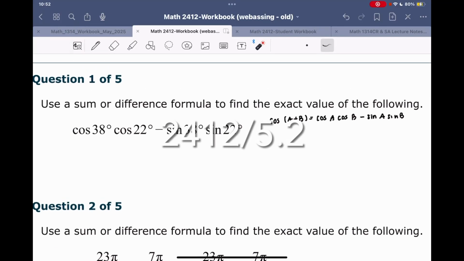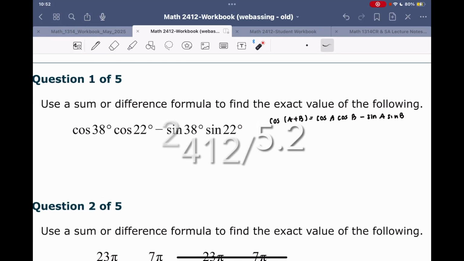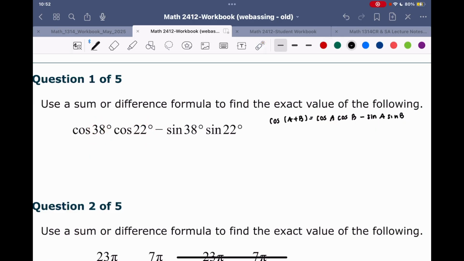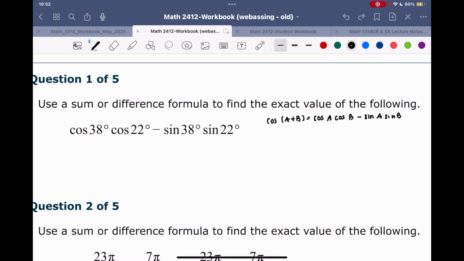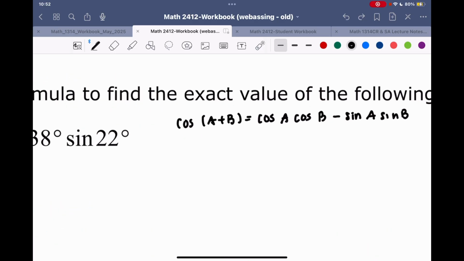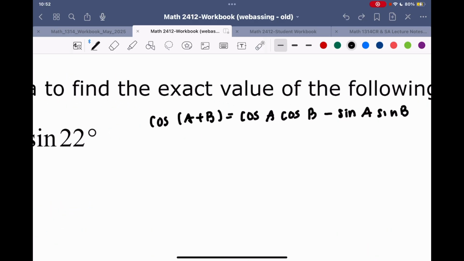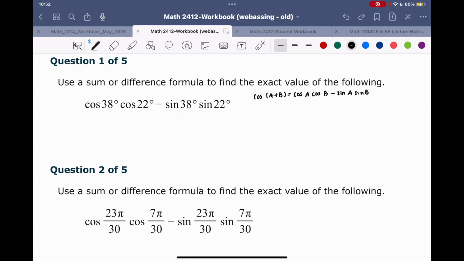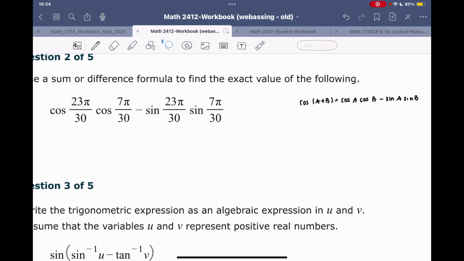Okay, so this is going to be the cosine angle addition identity. All you need to do is add these two together. So we have cosine, because if you look at that identity, you just take the A and the B when they're the same. So we have cosine of 38 plus 22 is cosine of 60. Cosine of 60 is equivalent to 1/2. Just using the same identity.